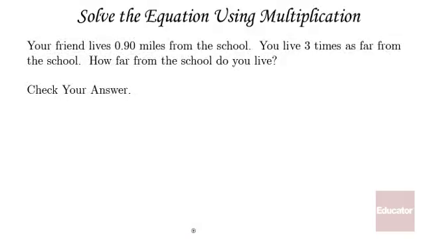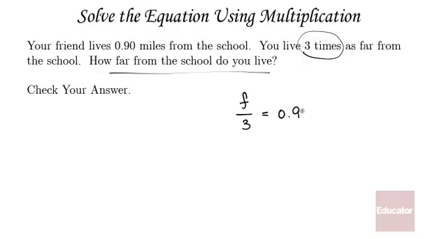Let's create an equation from a word problem and solve it using multiplication. Your friend lives 0.9 miles from school. You live 3 times as far from the school. How far from the school do you live? All right, so if you take how far you live from the school, let's call that F for how far, and you do the opposite, you divide by 3, you'll end up with how far your friend lives, which is 0.9 miles, or 0.90.